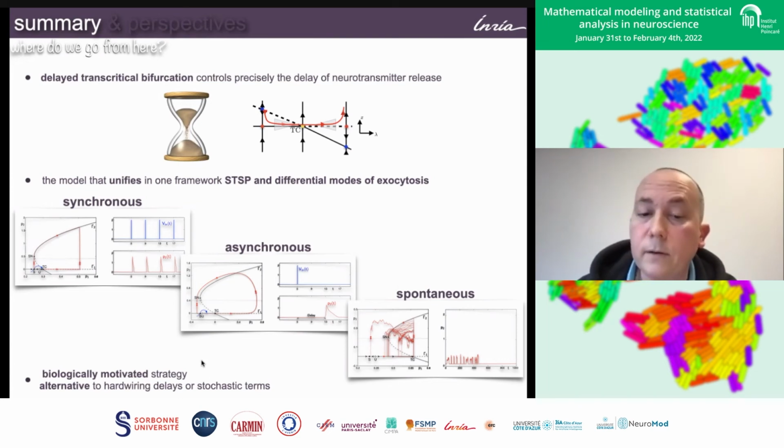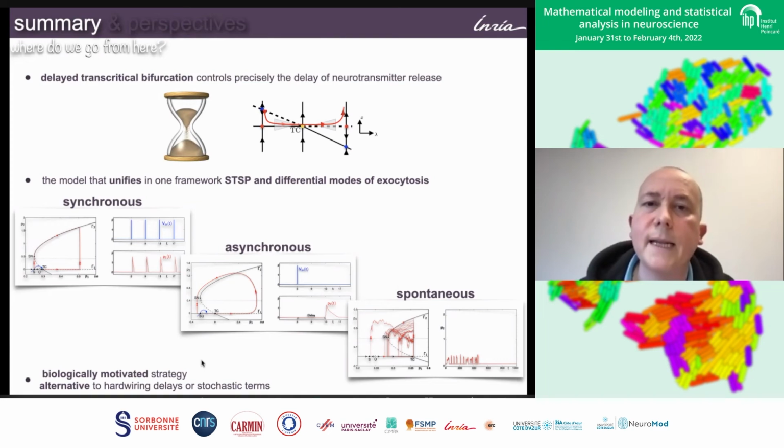There are also other approaches with stochastic models, but that is, again, a slightly different approach from the one we wanted to take, where we would obtain the delay as the result of dynamic processes between slow and fast elements here, these different protein complexes.